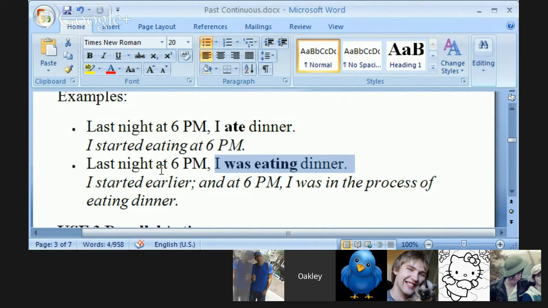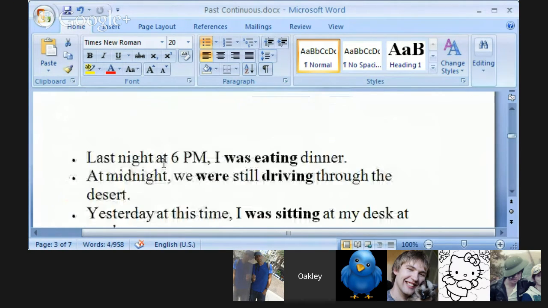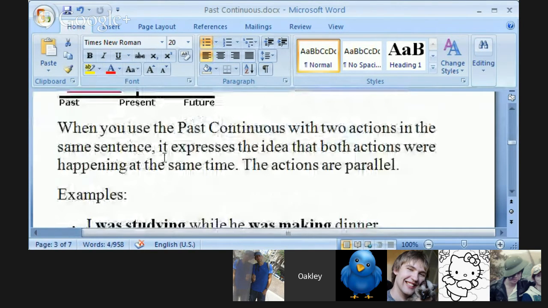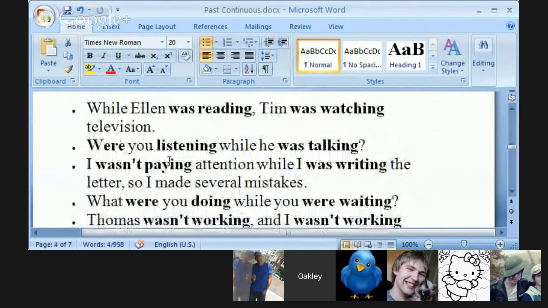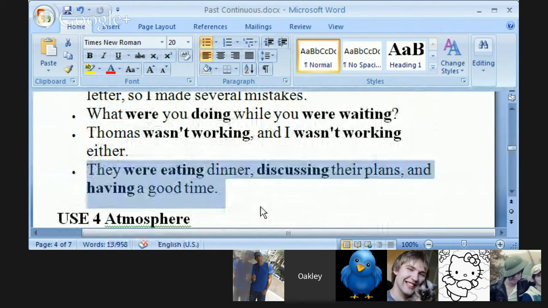So all right, that's important. Let me just try to get to these other uses. You can talk about two actions that happen at the same time, or even more. They were eating dinner, discussing their plans, and having a good time.